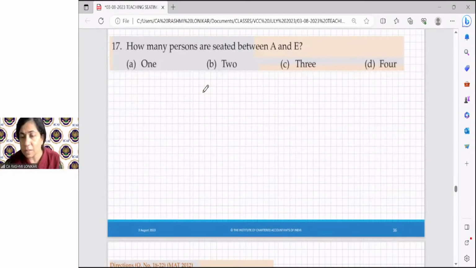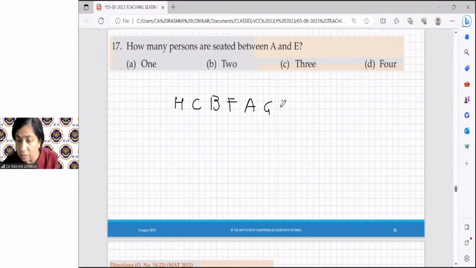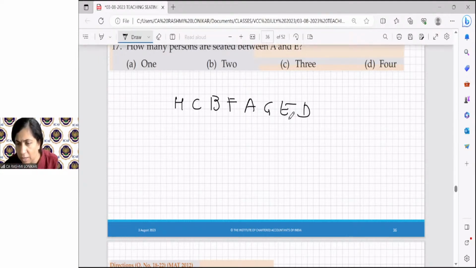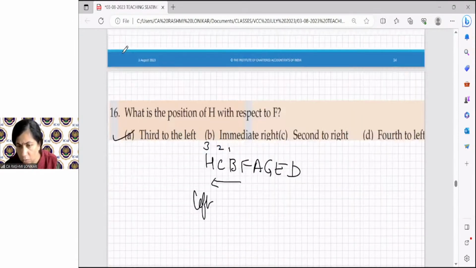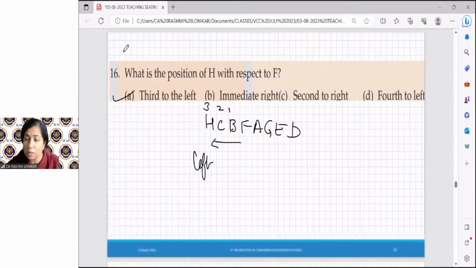How many persons are seated between A and E? H, C, B, F, A, G, E, D. A and E, how many people are there? Only one person. One person. Oh yes, this is also A and this is also A.